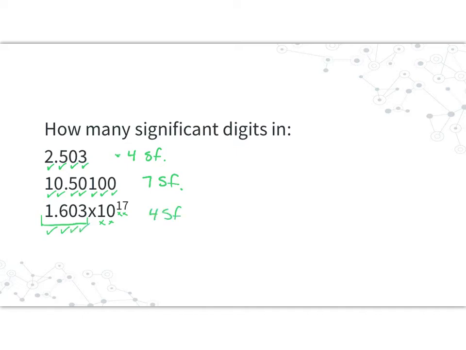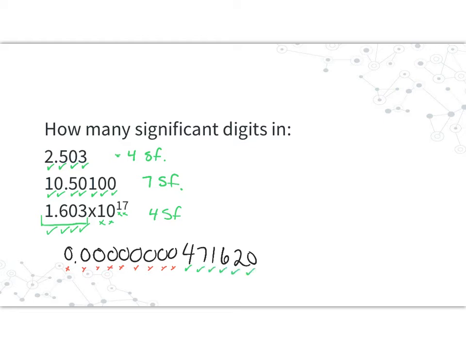I forgot one more type of example. So let's do 0.00000047162. Let's add another 0. Why not? So remember, all of these are leading zeros. They do not count. I have to get to where we have a number between 1 and 9, and that's where I start counting. And then I count right to the end of the number. 1, 2, 3, 4, 5, 6 significant figures.